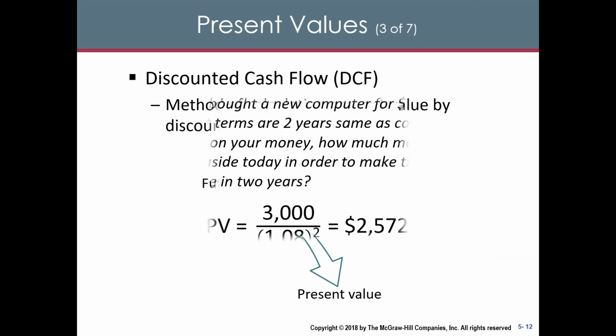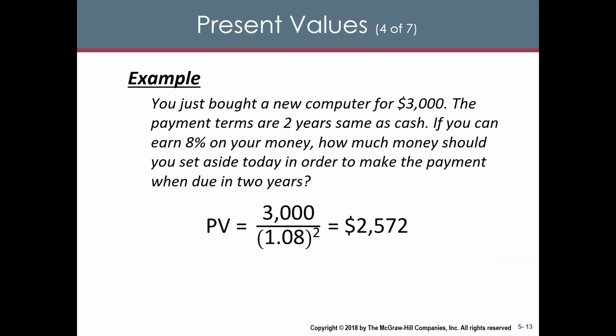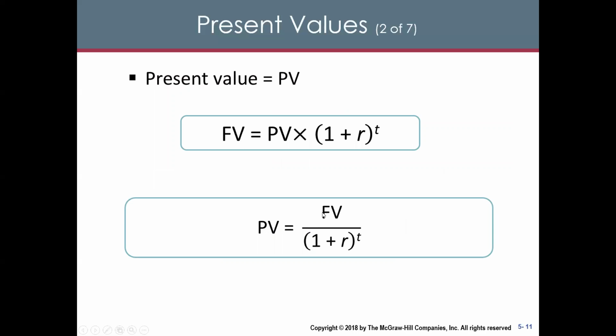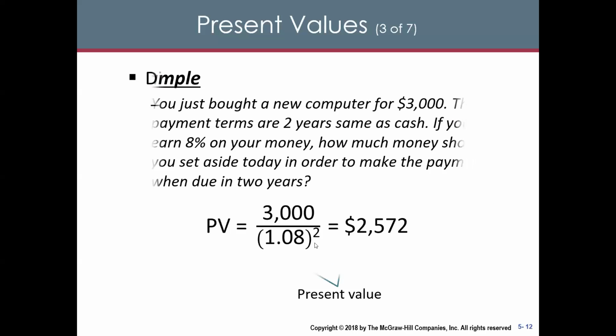Let's look into one example. Suppose you bought a new computer for $3,000. The payment terms are 2 years, same as cash. If you can earn 8% on your money, how much money would you set aside today in order to make the payment when due in 2 years? We just apply the formula we see here: the present value equals the future value divided by (1 plus R) to the T. The future value is $3,000, as you need to pay $3,000 at the end of 2 years. The interest rate, or the discount rate, here is 8%.